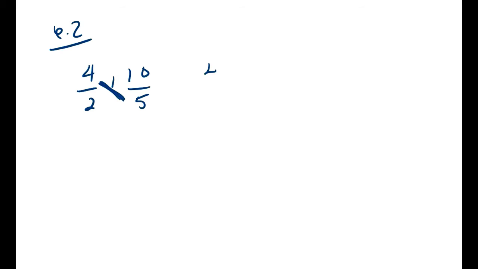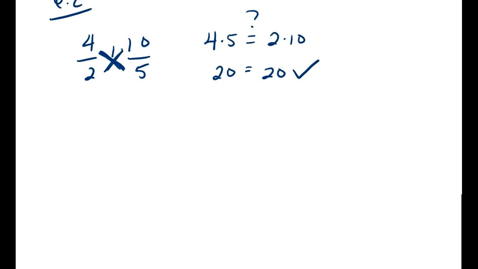So the question is, does 4 times 5 equal 2 times 10? If those cross products are equal, then it is a proportion. And in this case, 20 equals 20, so this would be a proportion. So yes, that would be good.